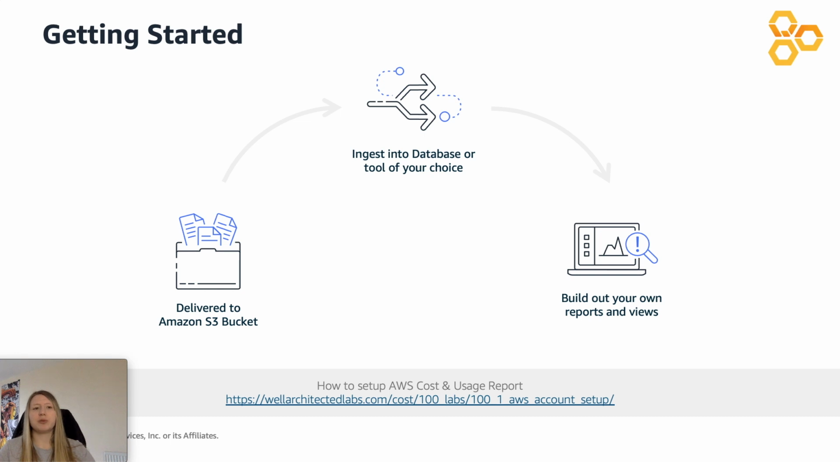Getting your cost and usage report actually set up is the first step into a cloud financial management journey. And it's really important because once you set it up, it tracks data moving forward and you can't get retrospective data in your cost and usage report easily. So we really recommend going away today, checking if your company has it set up and seeing what access and what setup it has.